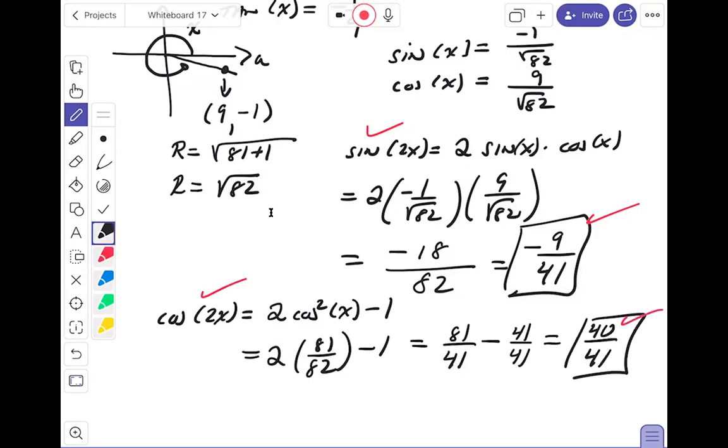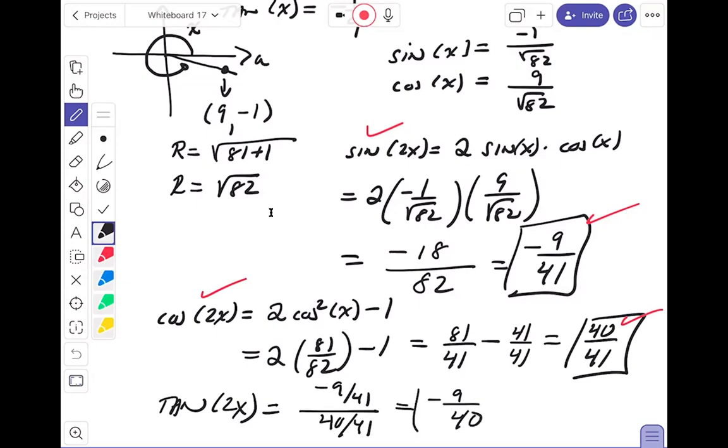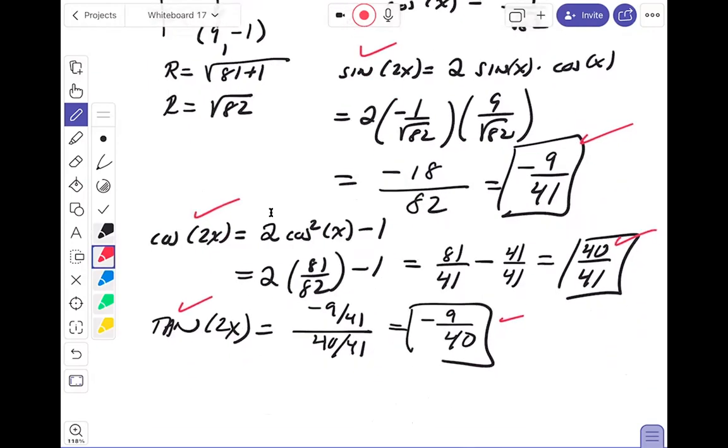What's the next one they asked me for? What's the tan of 2x? No, I'm not going to put another formula down. I'm just going to do sine over cosine. What's sine? Minus 9 over 41. And what's cosine? 40 over 41. Multiply top and bottom by 41, you get minus 9 over 40. Again, I'm going to look at my answer key. I'm looking at the tan of 2x, minus 9 over 40. All right, let's go to number 15.